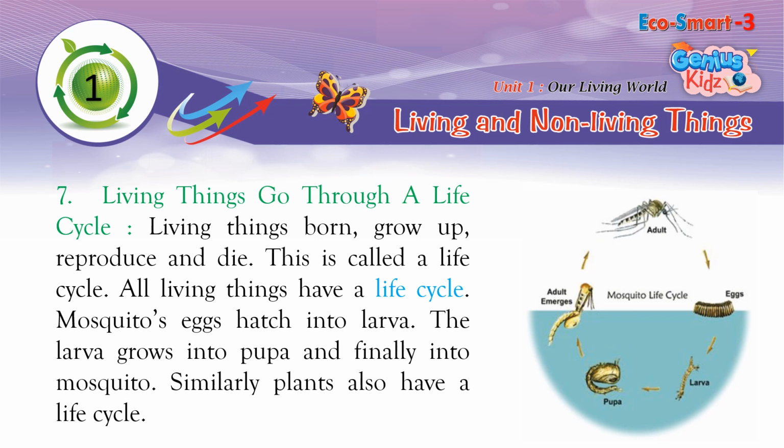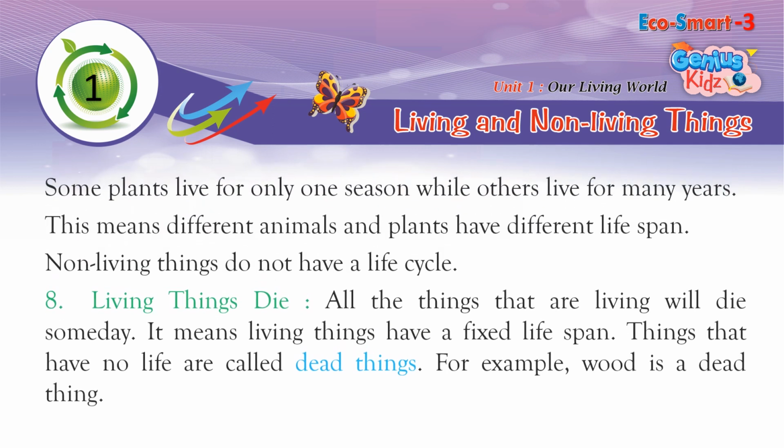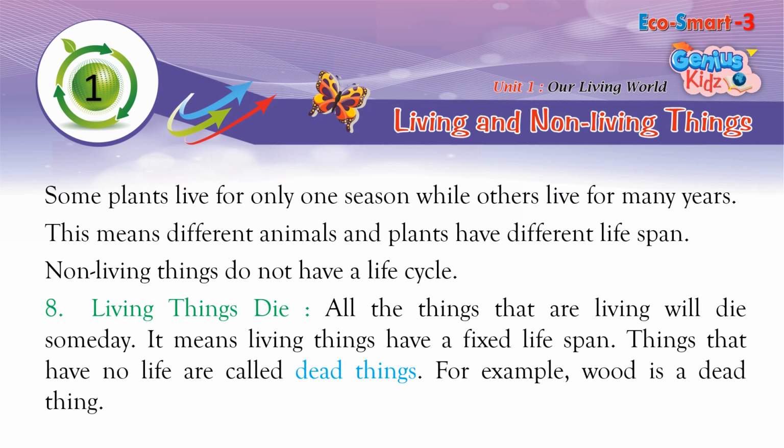7. Living things go through a life cycle. Living things are born, grow up, reproduce and die. This is called a life cycle. All living things have a life cycle. Mosquitoes' eggs hatch into larvae. The larva grows into a pupa and finally into a mosquito. Similarly, plants also have a life cycle. Some plants live for only one season while others live for many years. This means different animals and plants have different lifespans. Non-living things do not have a life cycle.